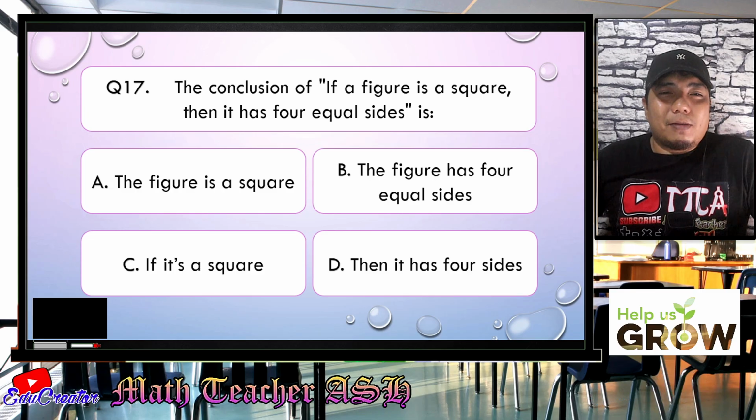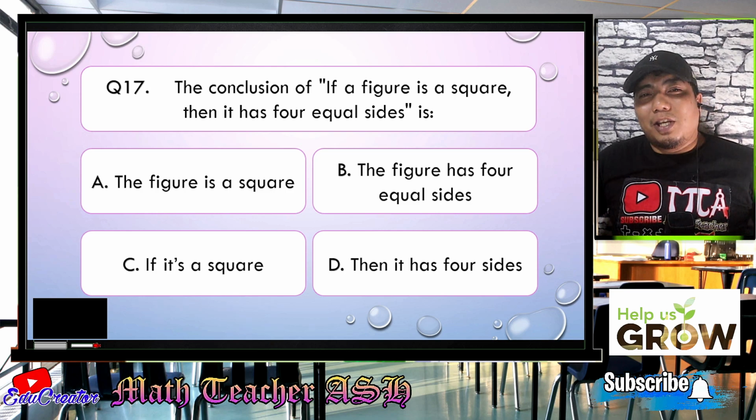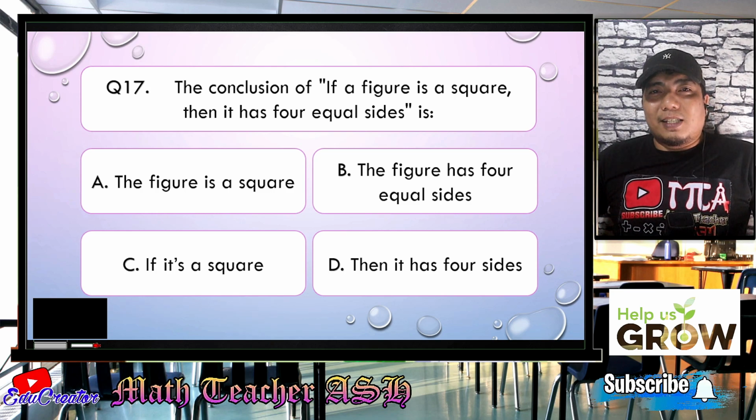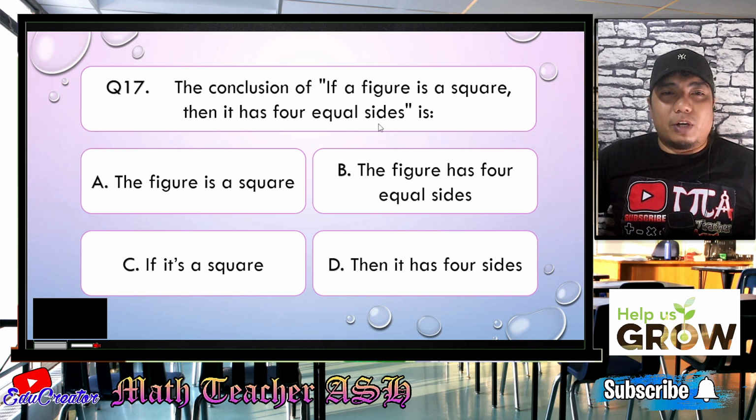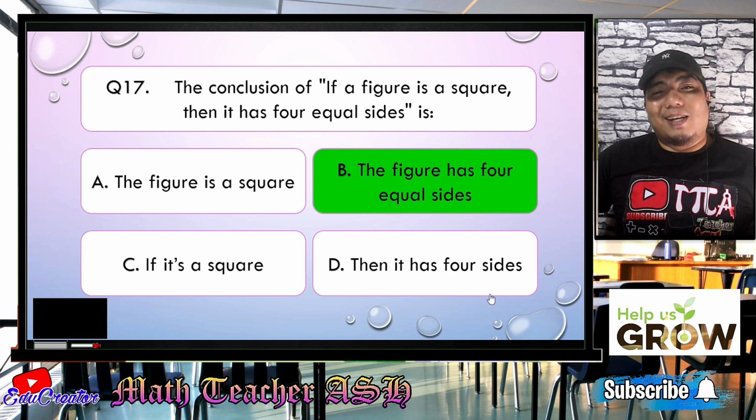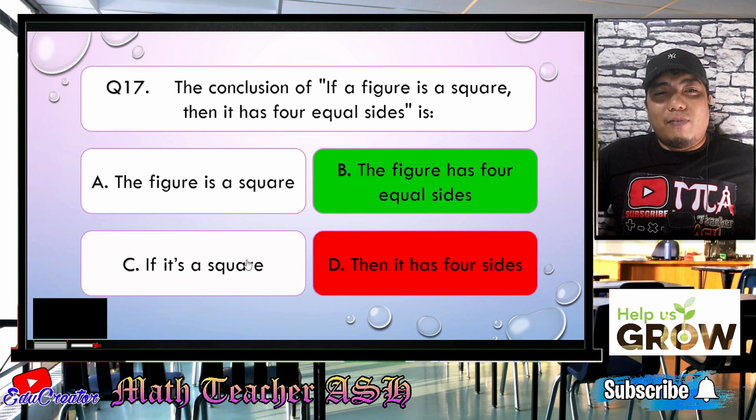All right, my dear math learners. As I've said earlier, the conclusion is the clause or the statement after the word then. So that is, it has four equal sides. So where is that here? Of course, that is the correct answer, letter B. All right. Easy, right? Very easy, my dear math learners.